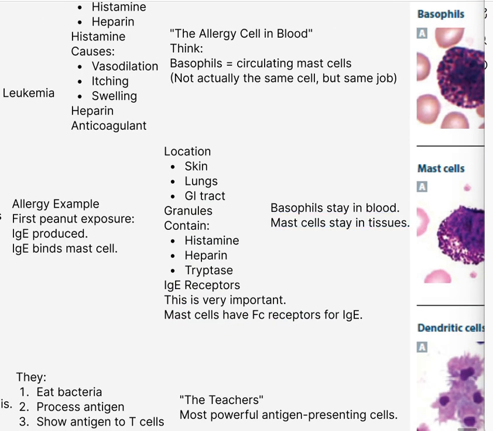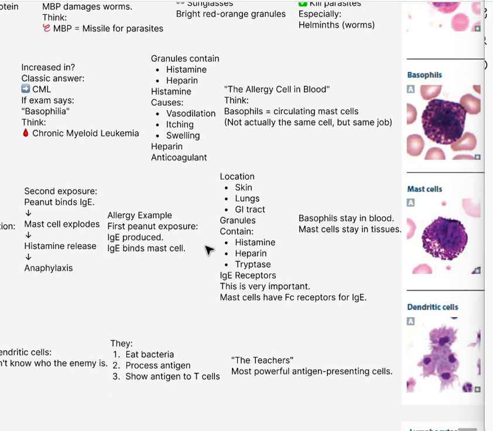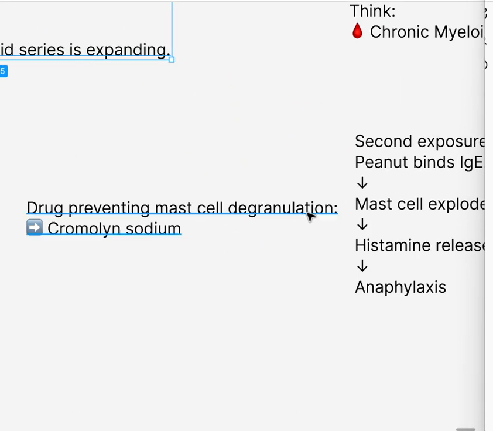So, what happens after all when IgE is cross-linked? You have histamine, heparin, and tryptase all leading to anaphylaxis, right? And what can you give to stop this? Cromolyn sodium basically prevents this mast cell degranulation. So we give cromolyn sodium sprays in allergic people.